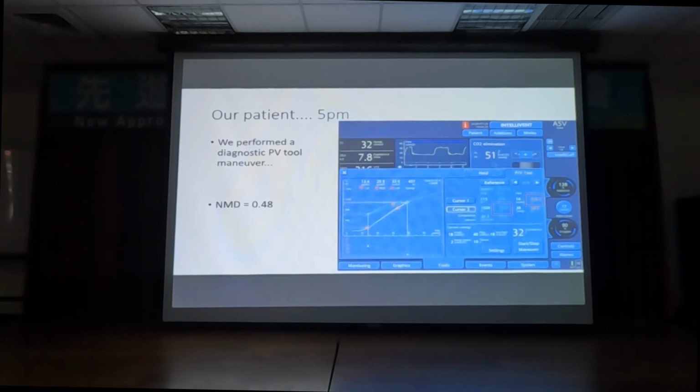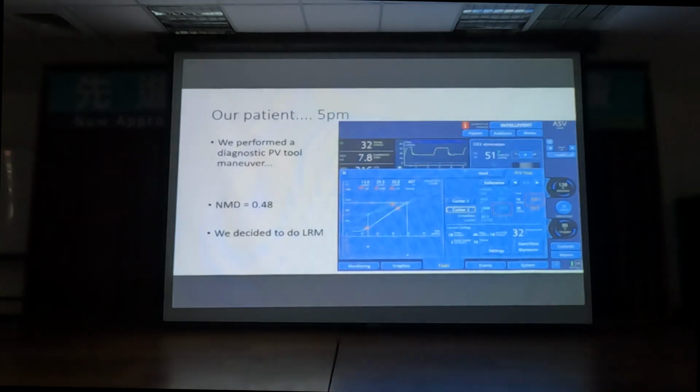So would you do lung recruitment now in this patient? How many of you would do lung recruitment? Please raise your hands. Oh, 1, 2, oh. You see, all of those who didn't want to do lung recruitment before this lecture. Thank you very much. This is great. Yes, I will do lung recruitment. So we decided.